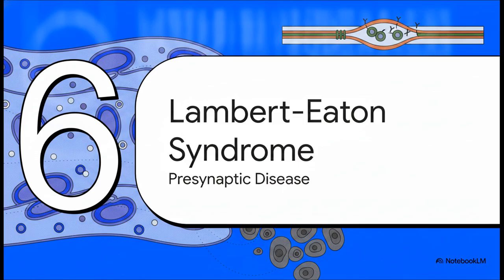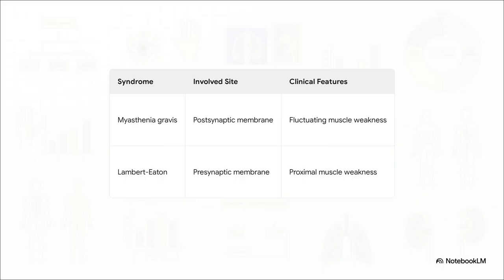Section 6. Lambert-Eaton myasthenic syndrome, presynaptic calcium channel disease. To wrap up the neuromuscular junction, you have to contrast myasthenia gravis with Lambert-Eaton syndrome. While MG is postsynaptic and worsens with use, Lambert-Eaton is a presynaptic voltage-gated calcium channel antibody disease. It causes proximal weakness, really prominent autonomic symptoms like dry mouth, and diminished reflexes. But here's the clincher. Those diminished reflexes actually improve with repeated muscle use.